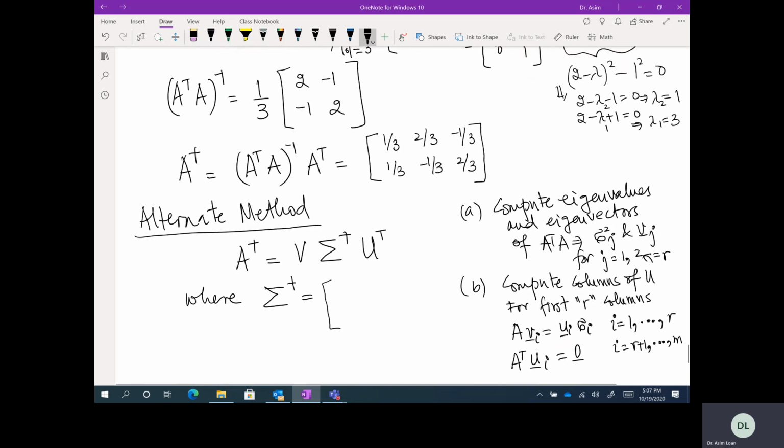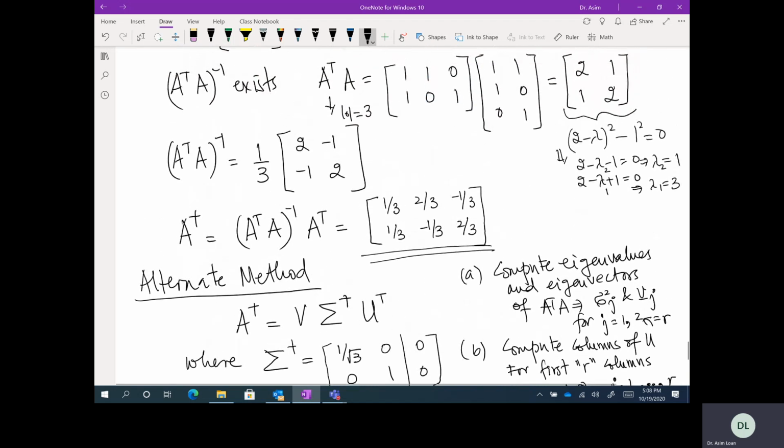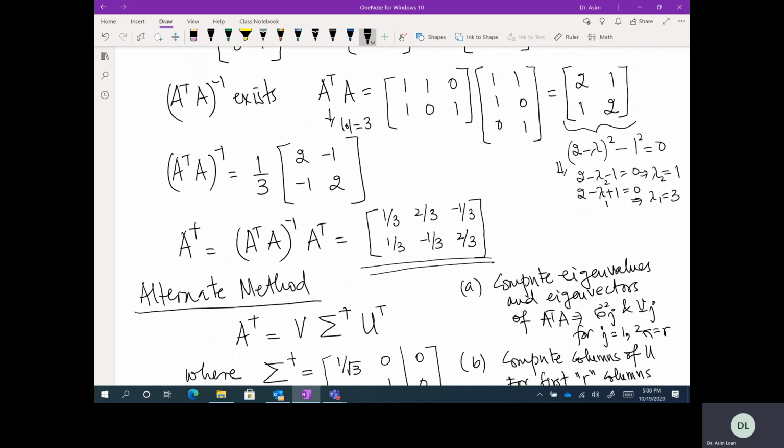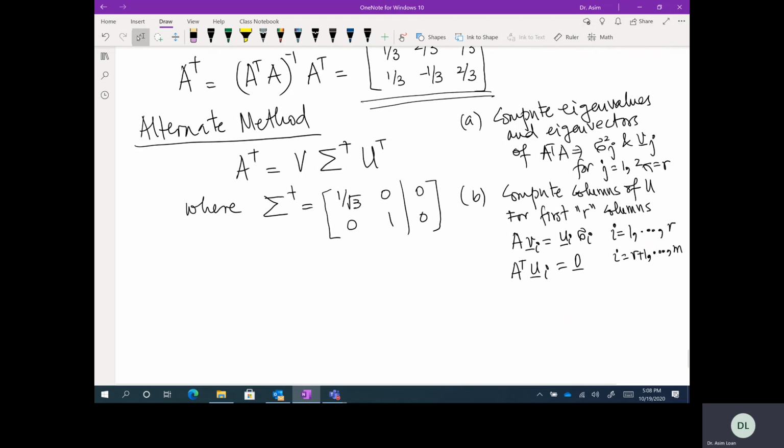So your sigma is going to be 1 over 3 under root, 1 over 3 under root, and this is going to be 2 by 3, so 0, 0, 1, and then 0, 0, right? And if you plug in these values from here and here, you'll get exactly the same answer as this one. So no need to compute the singular value decomposition unless somebody tells you to. Since the columns of A are independent, you can directly compute the pseudo inverse like this. Okay.